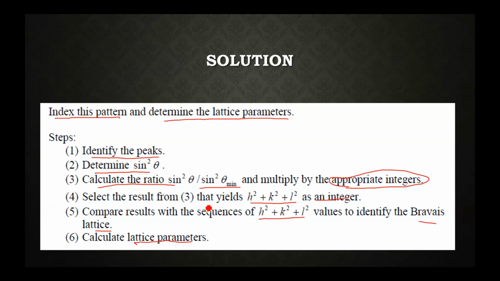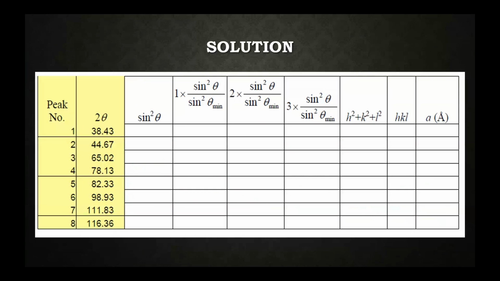So let us look at the table that we have to work on. You should have your calculators with you, and have this table with you so that it's easier to solve. First thing is you have to identify the peaks. There are altogether 8 peaks. I have written 1 to 8 peaks, and the 2 theta angles have been identified from the X-ray diffraction plot and written for you: 38.43, 44.67, 65.02, 78.13, and so on, up to 106.36. You have 8 peaks having different 2 theta values.